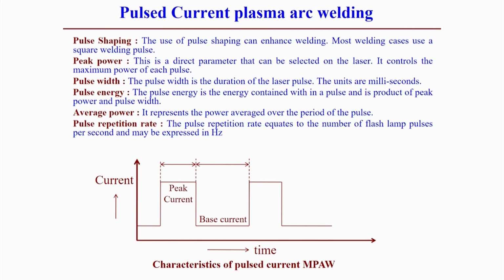Peak power and pulse width, like in the laser welding process, we can use a pulse width normally in milliseconds, and we can choose the peak current and the base current, and accordingly estimate the peak power, because power in plasma arc welding is equivalent to volts times amperes. Average power can also be estimated like in laser welding processes, and the pulse repetition rate is represented in hertz. But in plasma microwelding, the two main things are the peak current and the base current. The base current should not be 0; some certain current value should be used as compared to the peak current.